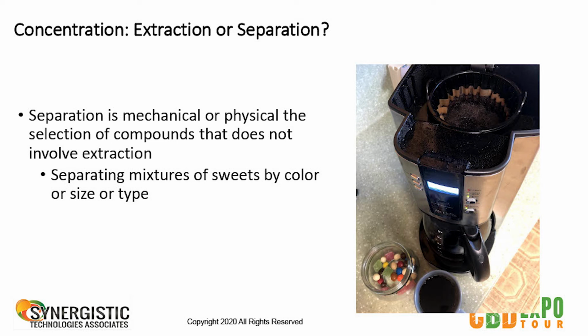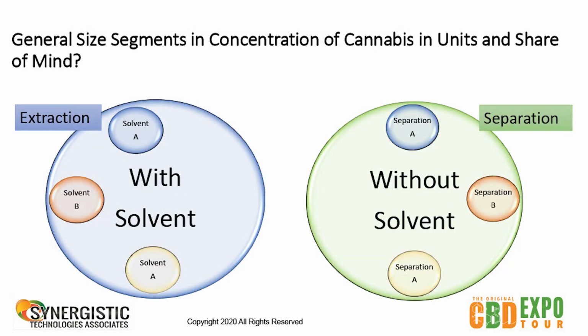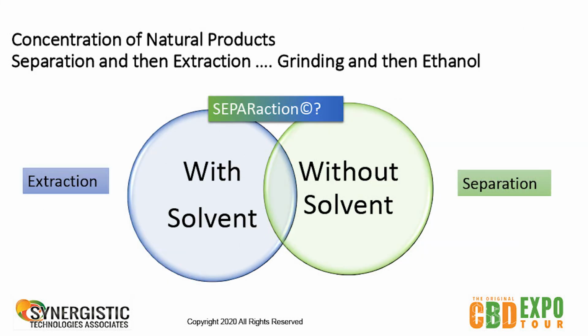temperature of the water. So remembering it's the size of the particle, remembering it's the temperature, remembering it's the media that's being used, as well as the location of the compounds of interest. So each one of these, when you're doing a sample, the qualitative part and quantitative part of your test is critical to this. So now you have extraction and you have separation.